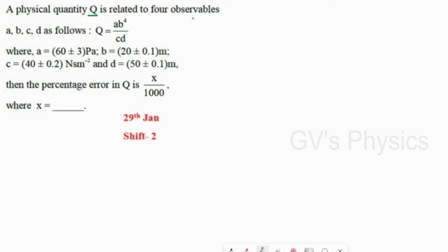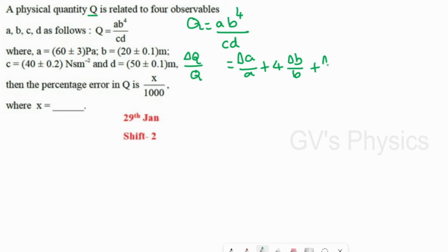First we'll take the equation, that is Q is equal to A B power 4 by C into D. Now we'll write the propagation of error. In the place of Q, we can substitute del Q by Q, that is equal to del A by A plus 4 into del B by B plus del C by C plus del D by D. Okay. So we need it in the form of percentage. So we're going to multiply by 100 on both sides.